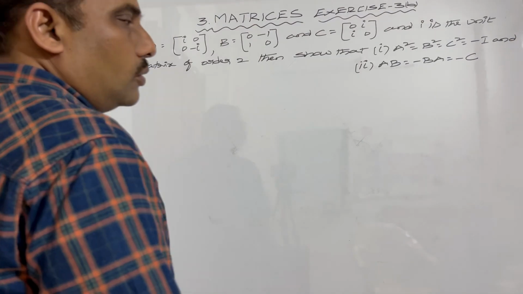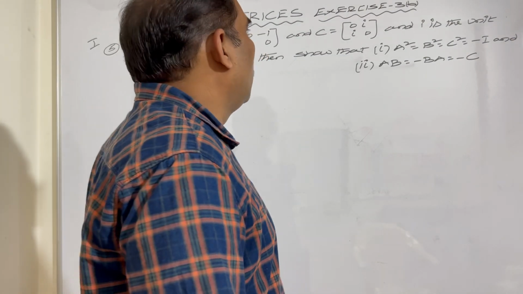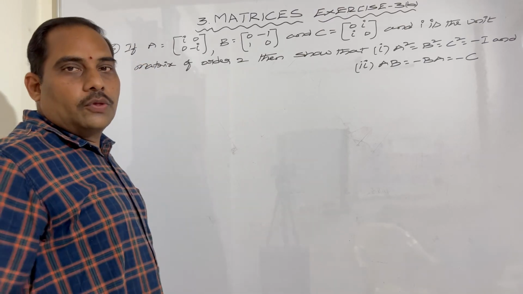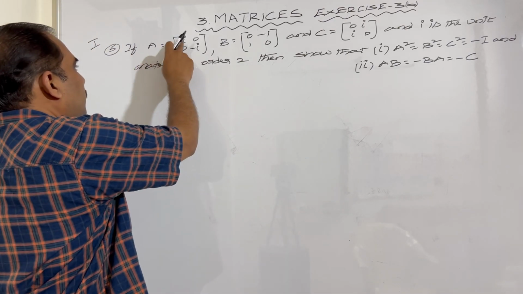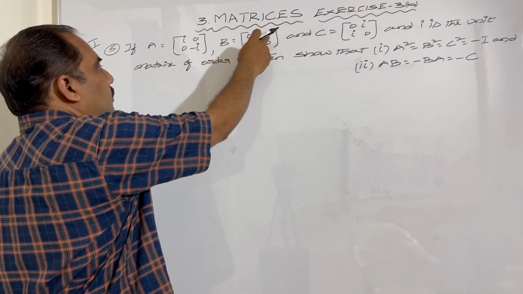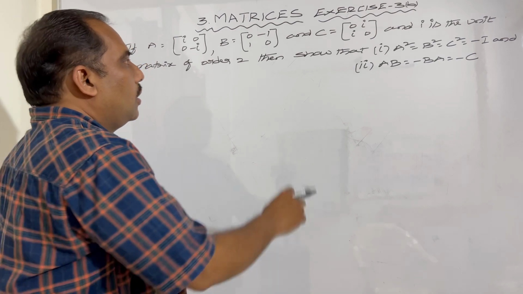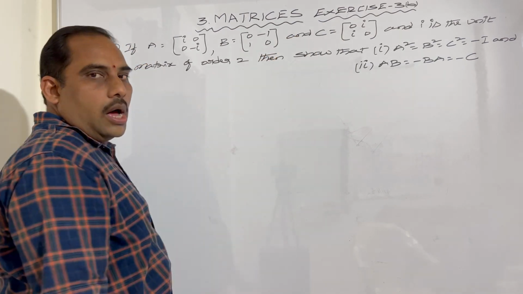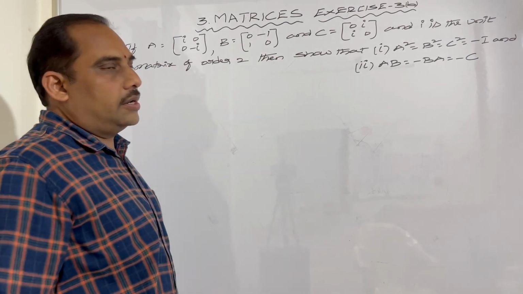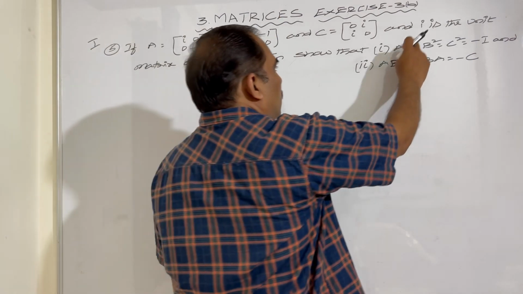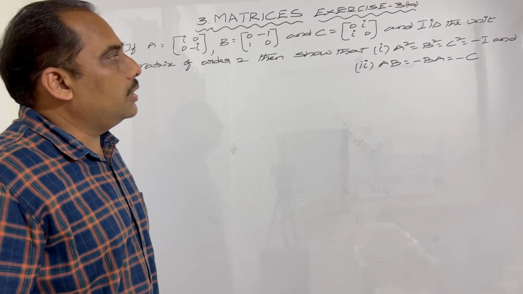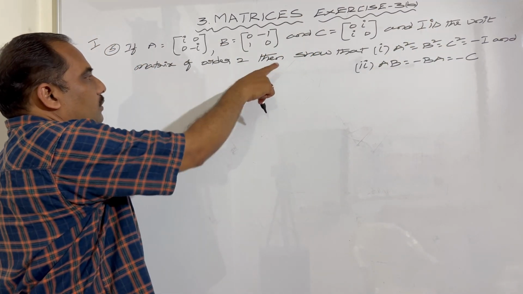So in this video we are going to discuss matrices, exercise 3b, section 1, fifth problem. If A is equal to [[I, 0], [0, minus I]] and B is equal to [[0, minus 1], [1, 0]] and C is equal to [[0, I], [I, 0]], and I is the unit matrix. So here capital I is the unit matrix of order 2.